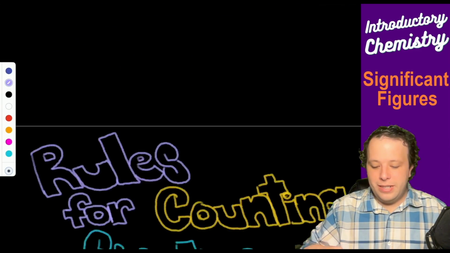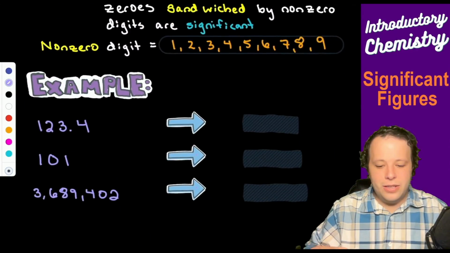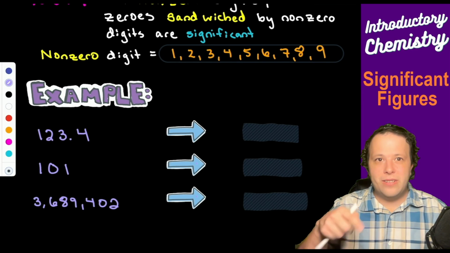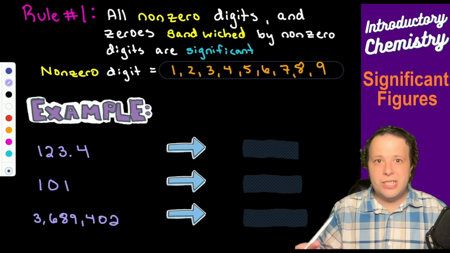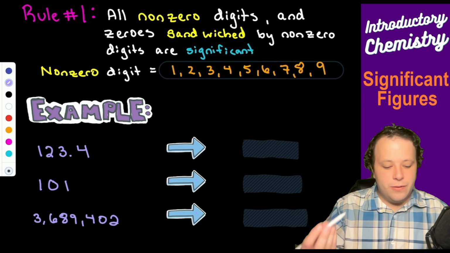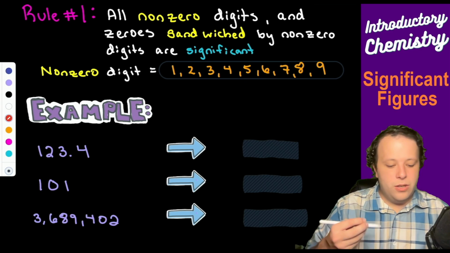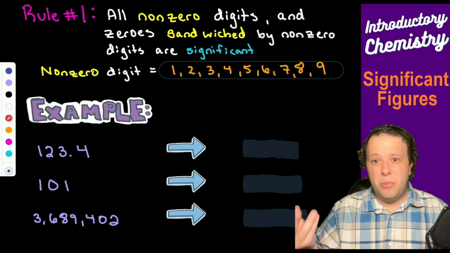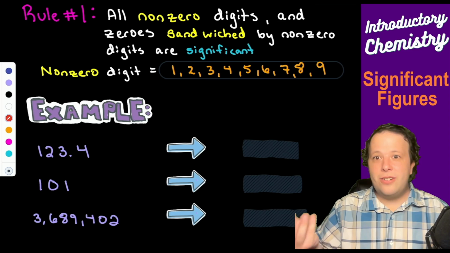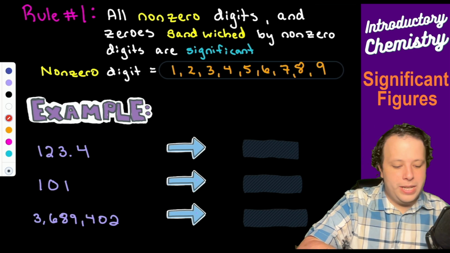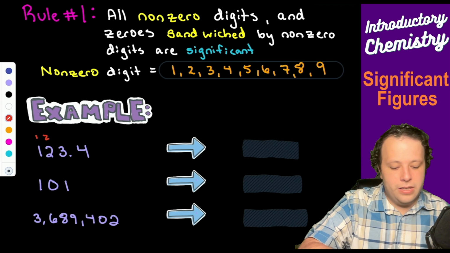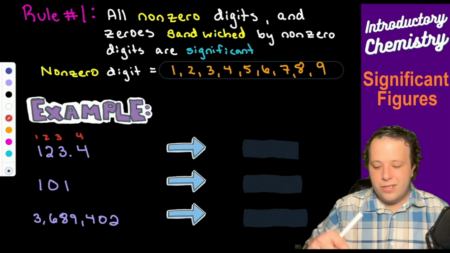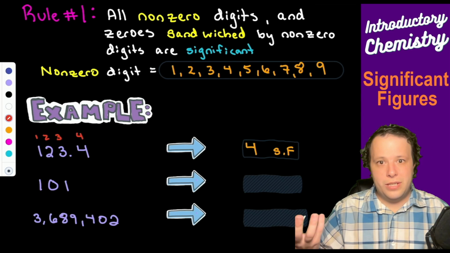So if I go back down to the following examples, I have this rule here, right? All non-zero digits and zeros sandwiched. So if I look at the first one, it's 123.4. All of these are non-zero numbers. So when we count this, we have 1 sig fig, 2 sig figs, 3, 4. So what is our answer? We have a total of 4 sig figs.